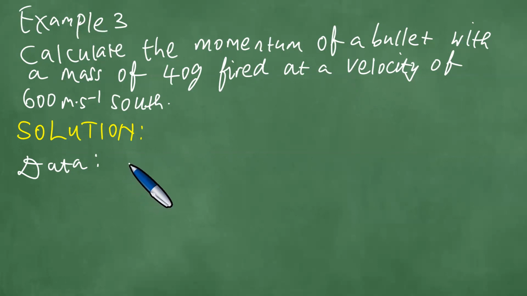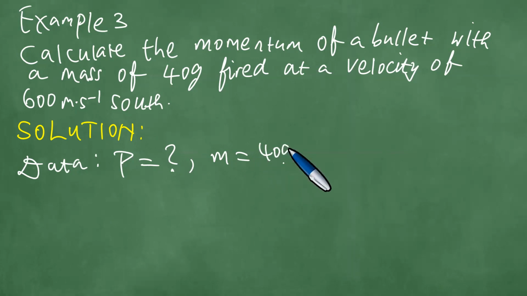Okay, now there are a couple of things we need to consider, folks. What do we need to consider? We need to consider the fact that we have the momentum of the bullet that is to be found. So calculate the momentum. All right. So the mass is 40 grams. Right. So if the mass is 40 grams, there's a problem with the mass. What is the problem with this mass? Because this mass is in grams. The gram is not the SI unit of mass.